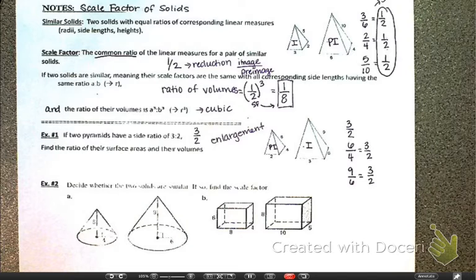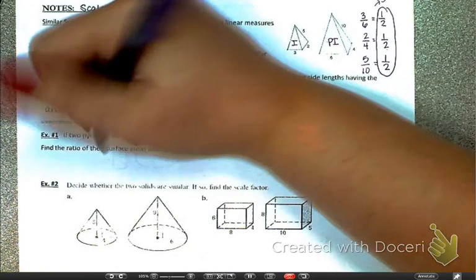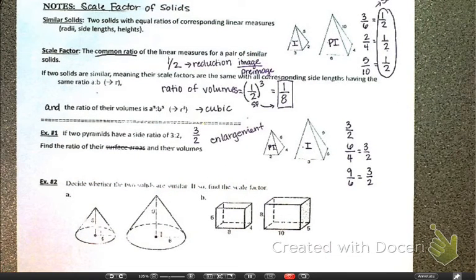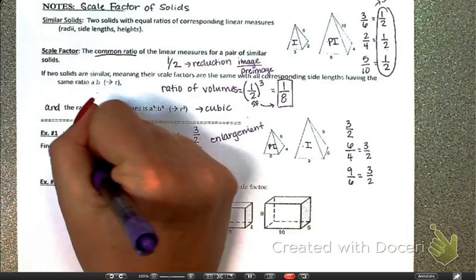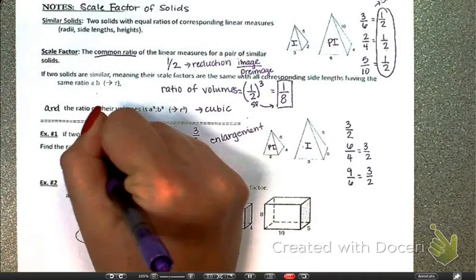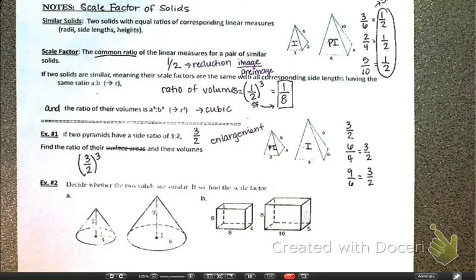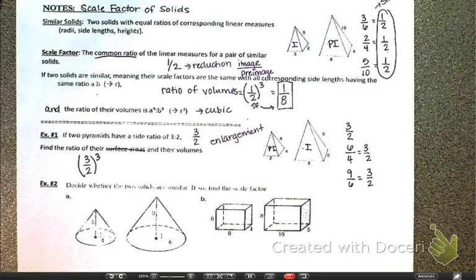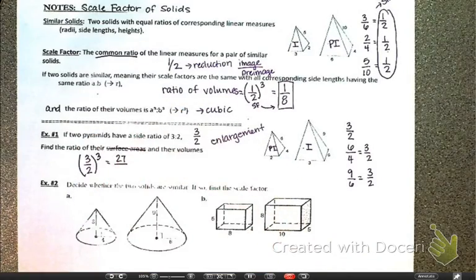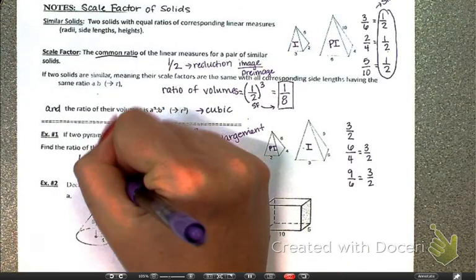Yeah? All right. Find the ratio. We're going to take out surface area. We're not dealing with surface area, so you can cross out surface area. Find the ratio of their volumes. Okay, ratio of volumes. So I know the scale factor is 3 over 2, and I want the ratio of volumes. What did I do above to find the ratio of volumes? Cube it. 3 to the third power? 27. 2 to the third power? 8. So here is my ratio of volumes.